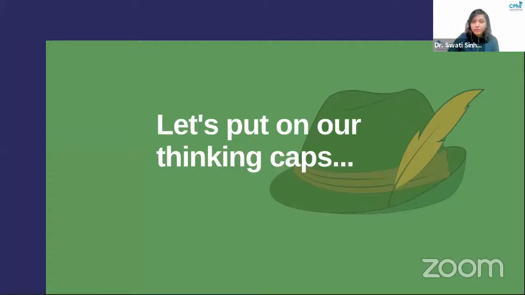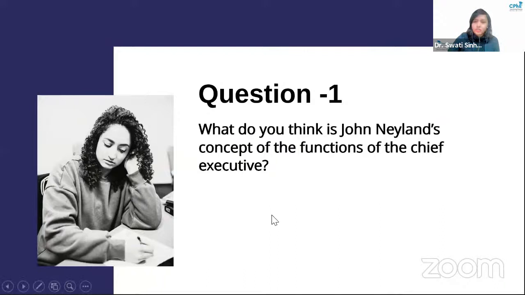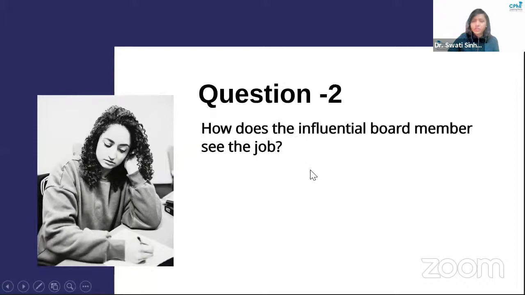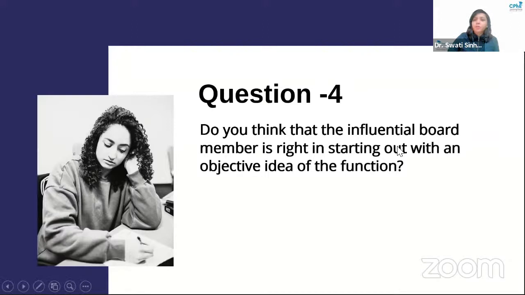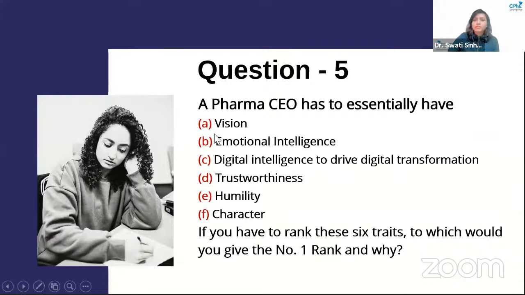For the benefit of the audience, I will run through the questions very quickly. These are the questions which will be deliberated by our panelists today. What do you think is John Neeland's concept of the functions of the chief executive? What does John think? How is the board member seeing the job? How would you see the job? Do you think the board member is right in starting out with an objective idea? The question would be, a Pharma CEO has to essentially have a vision, EI, DI, trustworthiness, humility, character. You will have to rank these and tell us the number one rank.